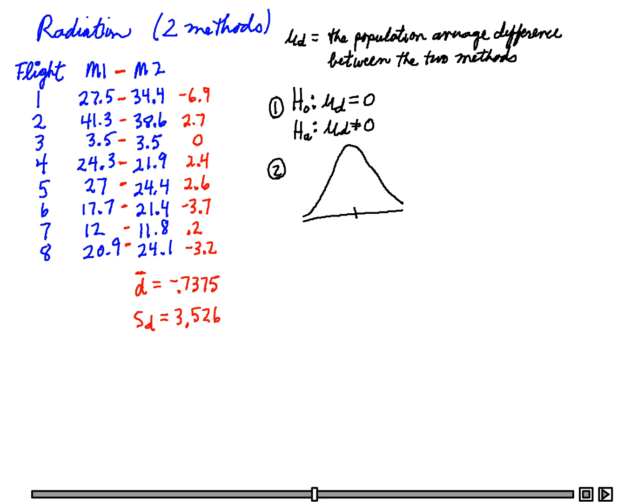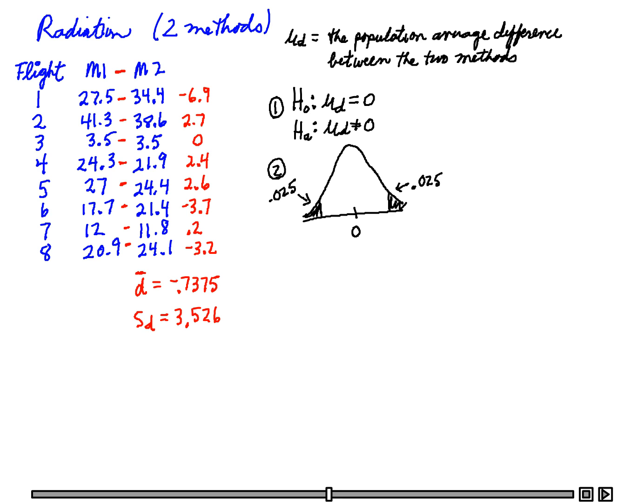And we're testing at 0. Our alpha value is 0.05, so we're going to split that. This is a two-tailed test. So we have 0.025 in the upper tail and 0.025 in the lower tail.